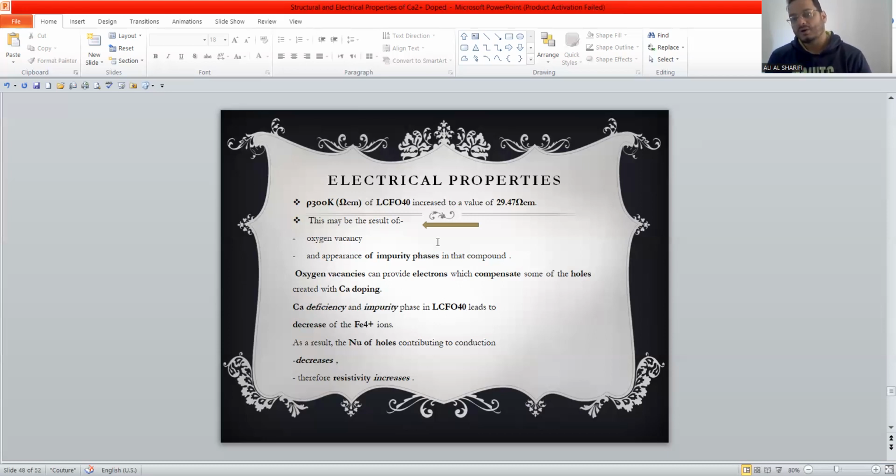Here we are talking about when we doped 400% of calcium. The situation will be different because the holes number will decrease. Why? Depending on maybe the decrease of the iron 4 plus, that leads to a decrease in the holes number. Therefore, what will happen when the holes number is decreased? The resistivity is increased, sure.